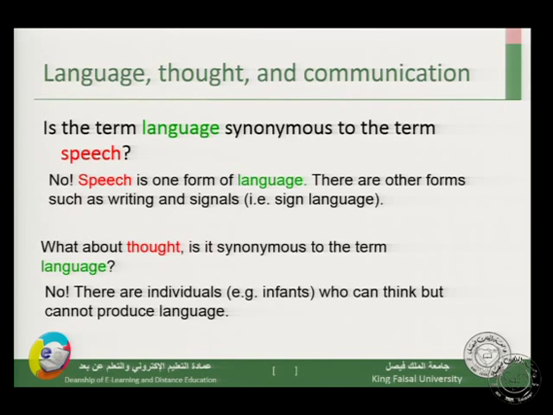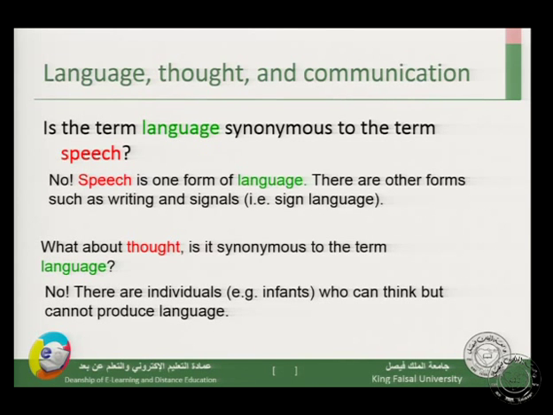Let's look at the answer. The answer is no, because there are individuals such as infants, such as kids, babies. They can think. Of course they have thinking abilities, but they cannot produce language. Of course we are talking about infants under the age of 2 years. They can think, but they cannot produce language.